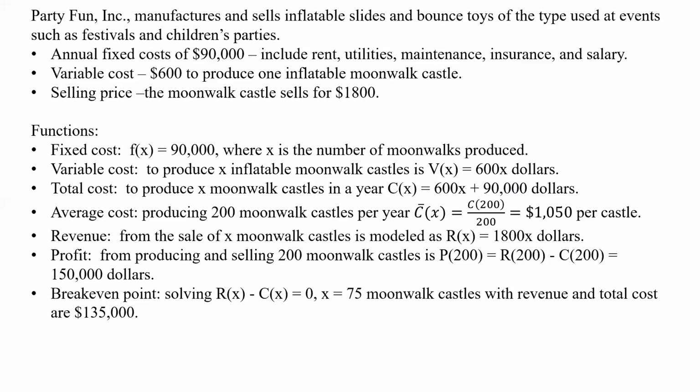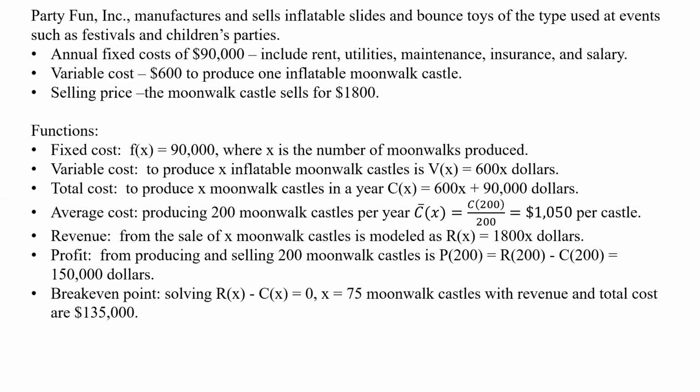And then we have an average cost to produce 200 castles. Now, when we do average cost or average revenue or average anything, we're going to put that bar over it. And so for the average cost, we're going to say C bar of x. And that's going to take the cost of 200 of them and divide by 200 basically. And so we're going to have to plug 200 into this equation, get a value, divide that by 200, and that will give us $1,050 per castle as our average cost to produce 200. Now, if we produce 400, that's going to change. But for 200, that's what our average cost will be.